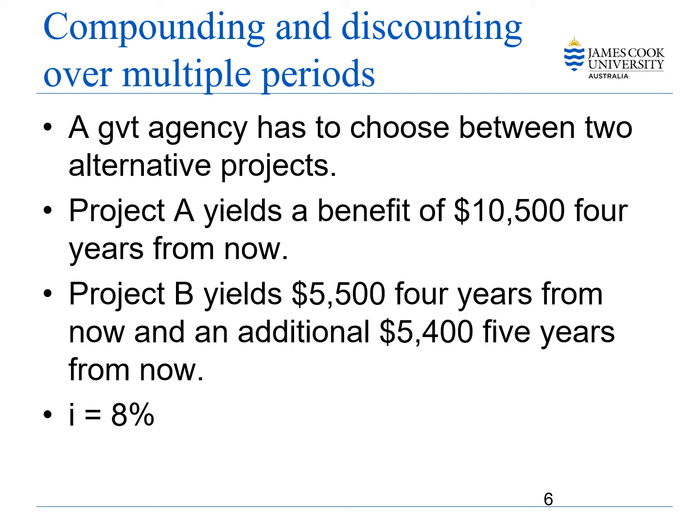Okay, first example. A government agency has to choose between two alternative projects. So we are comparing two projects now. Project A yields a benefit of $10,500 4 years from now. Project B yields $5,500 4 years from now, and an additional $5,400 5 years from now. And the discount rate we know is 8%.